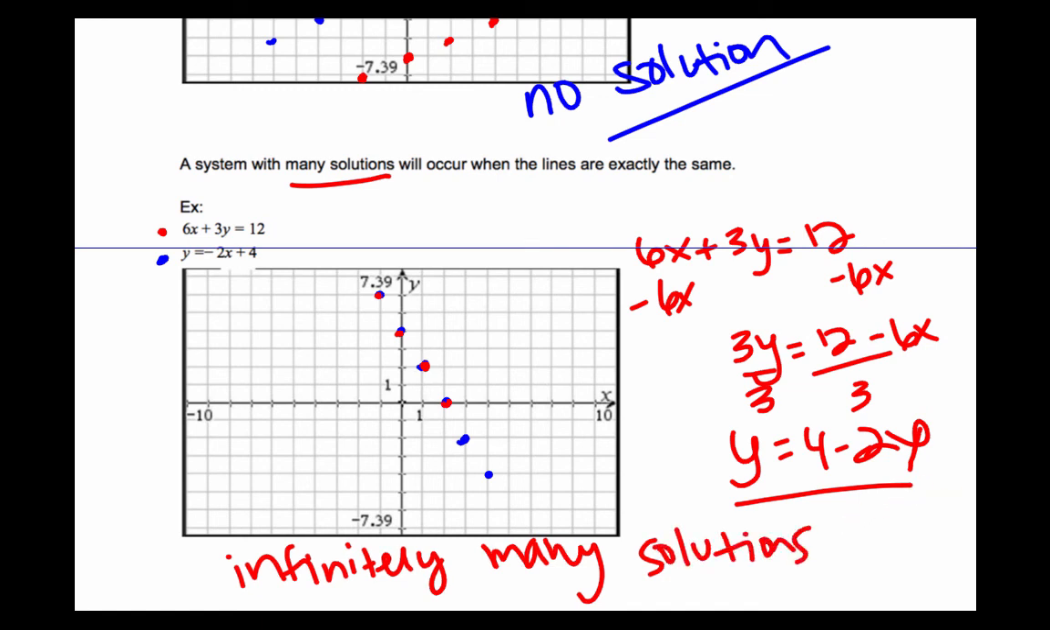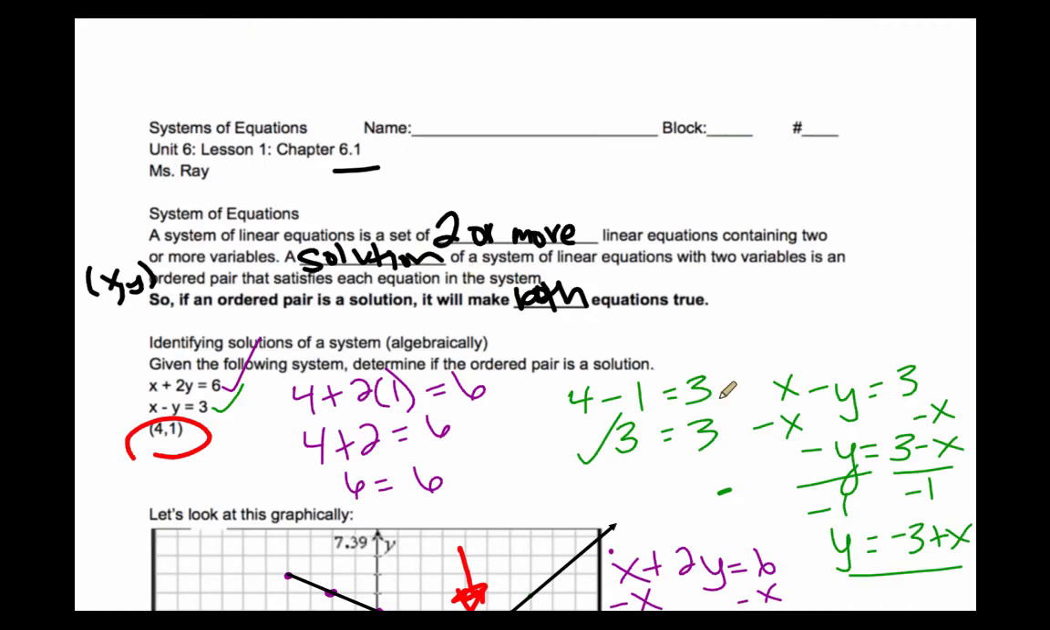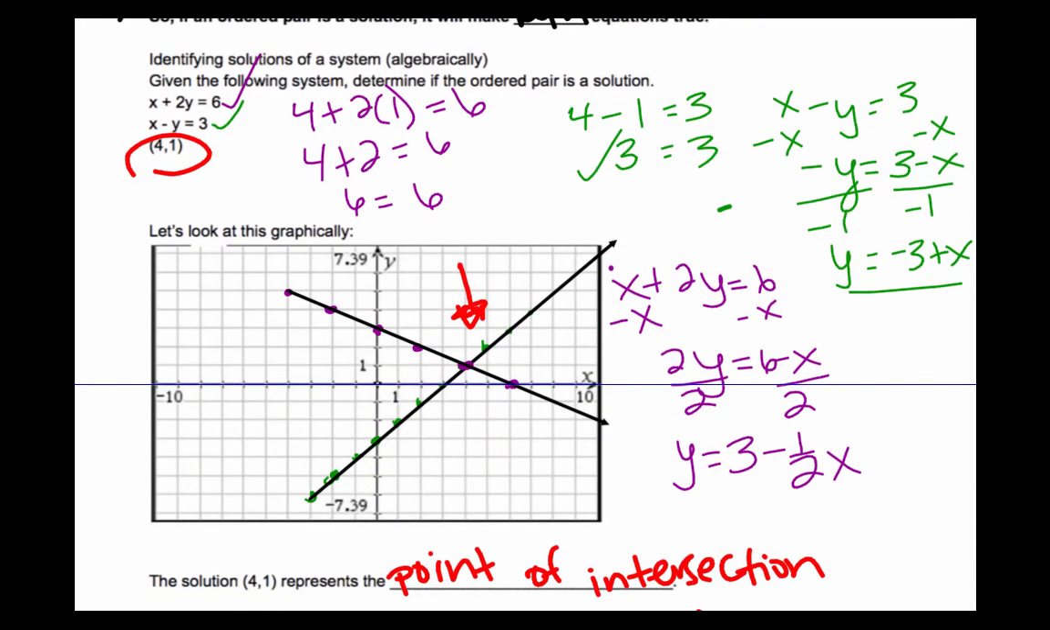So that is how you solve a system by graphing. You graph the lines and you see what happens. Are they the same exact line? Then it's infinitely many. Are they parallel lines? Then there is no solution. Or do they cross somewhere? Do they have a point of intersection? If they have a point of intersection, then that is your solution.